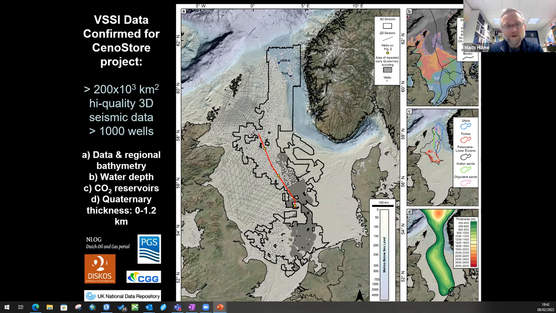But we want more. So we have proposed a virtual site survey project to define 3 to 4 continuously cored boreholes through this depocenter, which hopefully will be a mission-specific platform with the International Ocean Discovery Program. NERC is currently sponsoring this project.